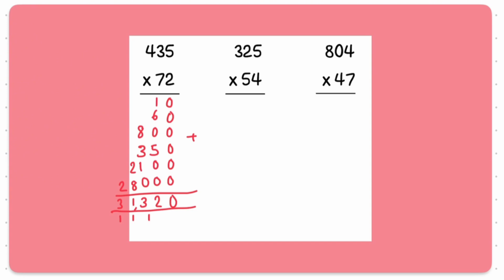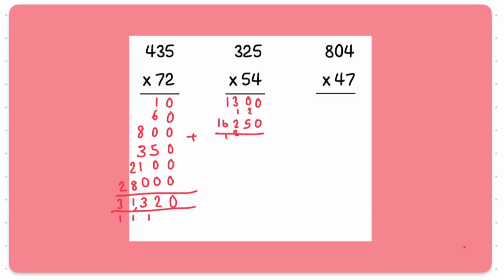We now can do this in the short method, but we still need 2 lines of working out because we need to show 325 times 4 and then 325 times 50. So 5 times 4 is 20. 4 times 2 is 8, plus the 2 is 10. 4 times 3 is 12, plus the 1 is 13. Now put in our placeholder 0. 5 times 5 is 25. 5 times 2 is 10, plus the 2 is 12. 5 times 3 is 15, plus the 1 is 16.